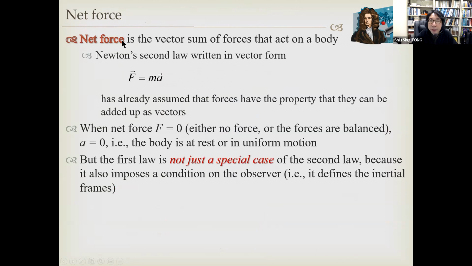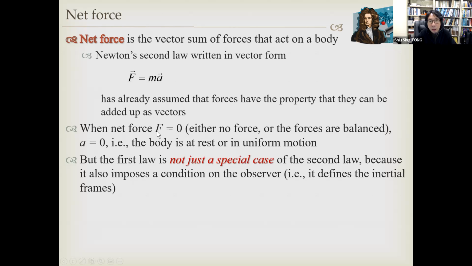Now, in dealing with Newton's second law, we are also involved with the concept of net force. What is net force? Net force is the vector sum of the forces acting on the body. Newton's law is given in vector form. You can see from this equation, I put a vector sign on both sides. I have a vector sign on the force and a vector sign on the acceleration. That means the net force and the acceleration are in the same direction. The net force in that direction will produce a net acceleration in that direction.